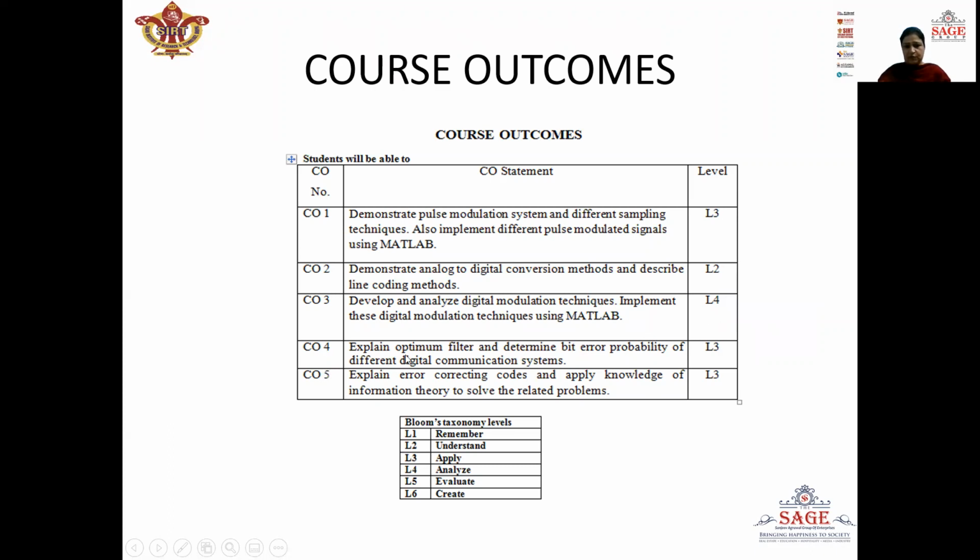Course outcome 4 is to explain optimum filter and determine bit error probability of different digital communication systems, which will cover Bloom taxonomy 3. And course outcome 5 is to explain error correcting codes and apply knowledge of information theory to solve the related problems, which will consist of Bloom taxonomy level 3. So here we have seen that our syllabus mostly covers 3 levels. Level 2, which is to understand, level 3, which is to apply, and level 4, which is analysis.